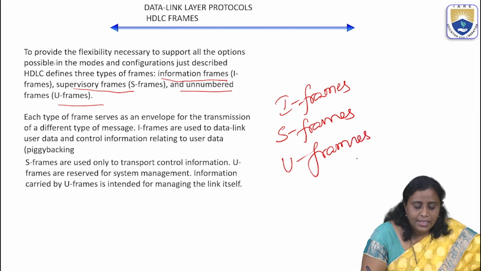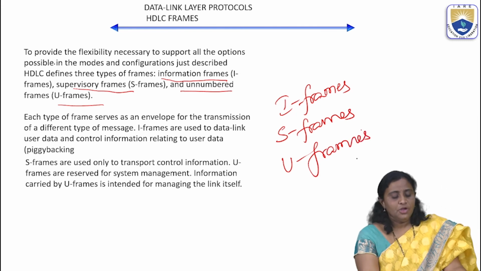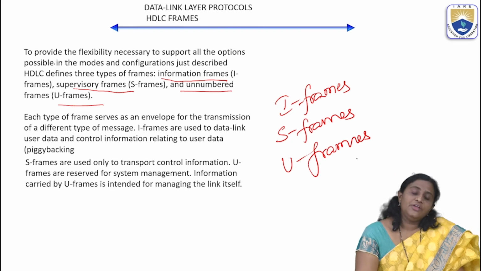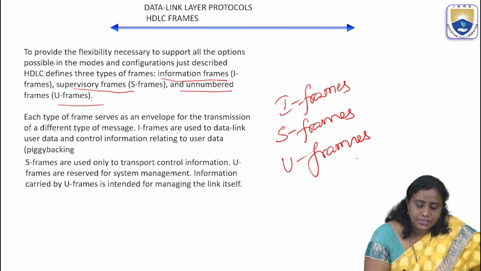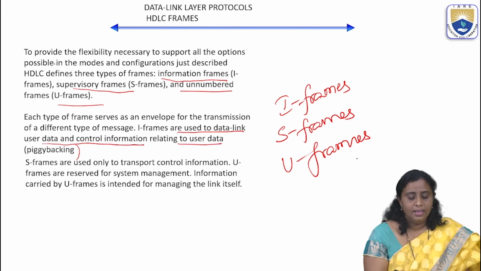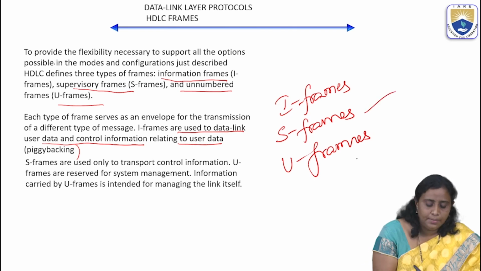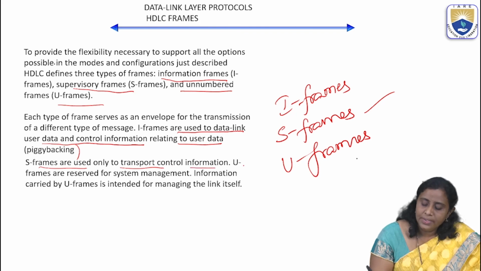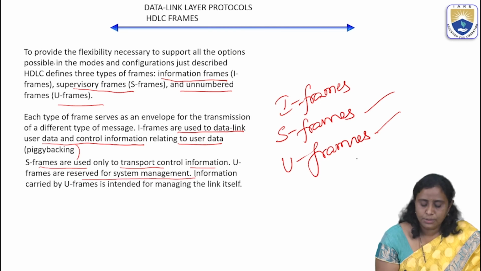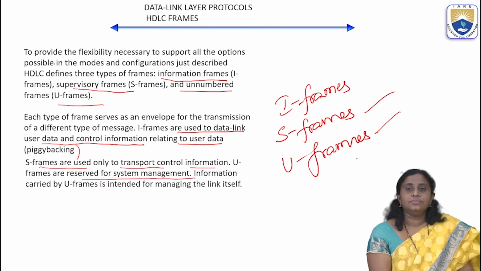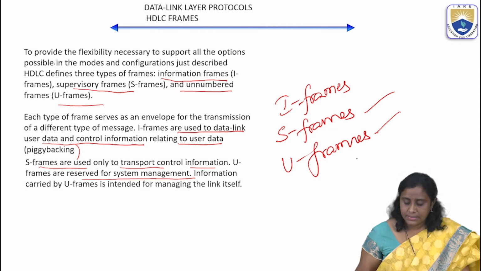Each type of frame serves as an envelope for the transmission of a different type of message from one sender to another receiver. I frames are used in the data link layer for data and control information relating to the user data, like piggybacking. S frames are used only to transport control information. U frames are reserved for system management, and the information carried by U frames is intended for managing the link itself.